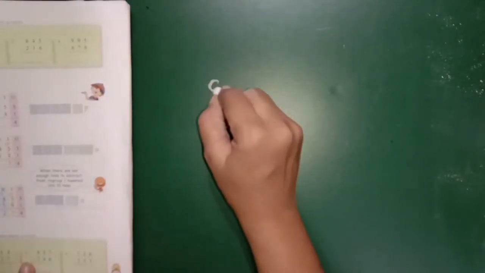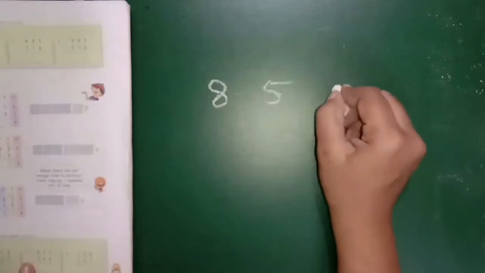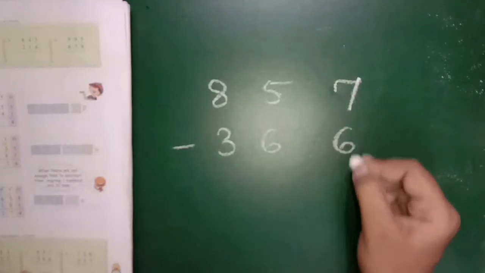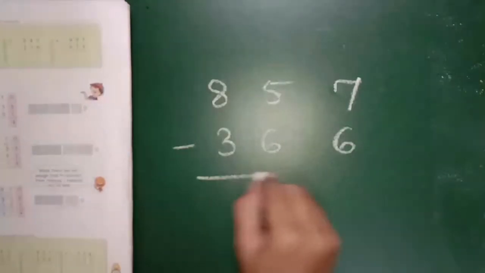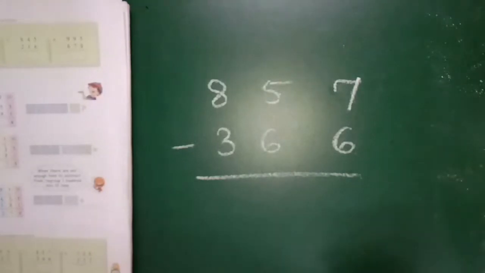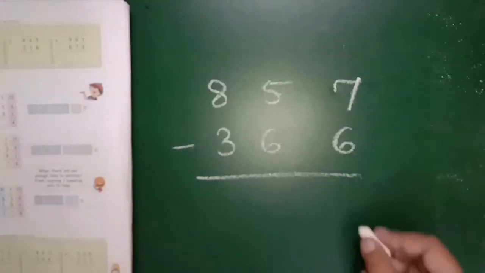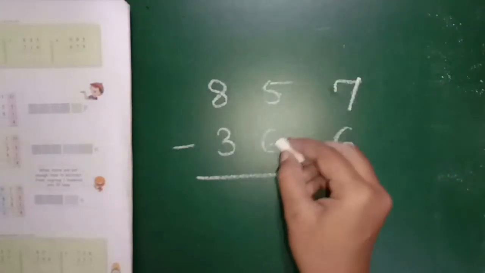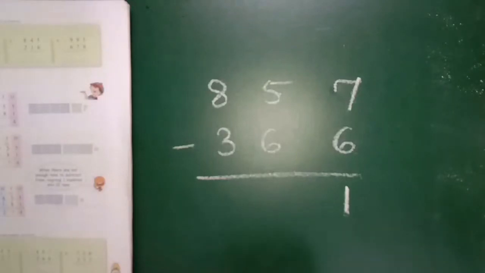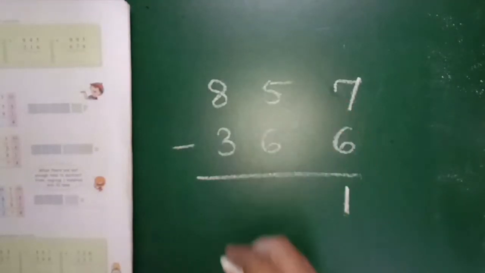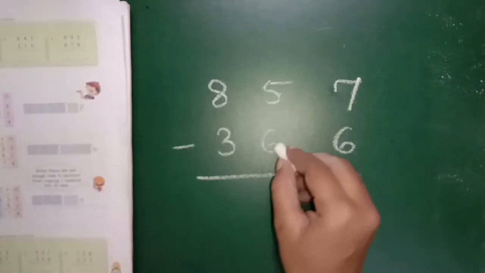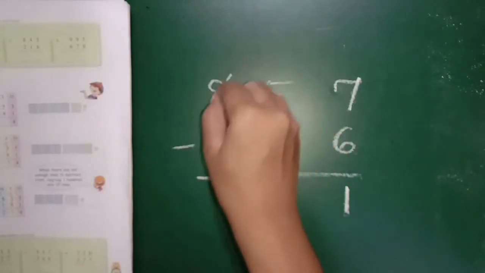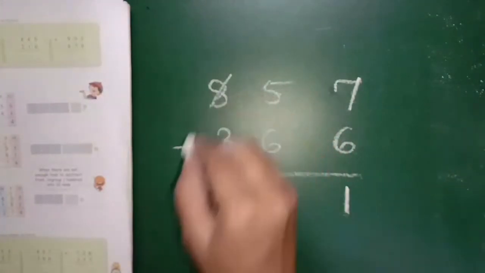Solve another example. That is 857 minus 366. Okay, students, first of all solve ones place. 7 minus 6 is 1. Now subtract 6 from 5. We cannot subtract 6 from 5. Why? 6 is bigger than 5. So that borrow 100 from hundreds place.